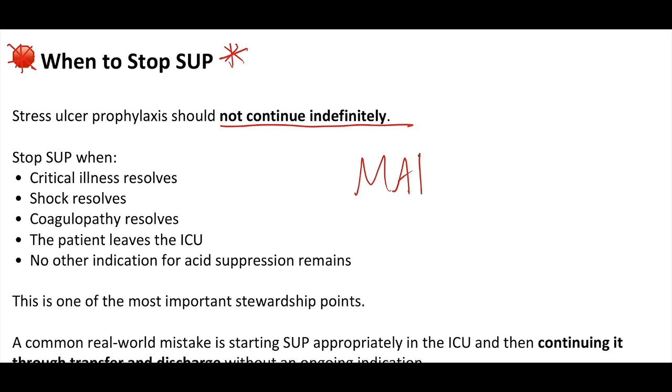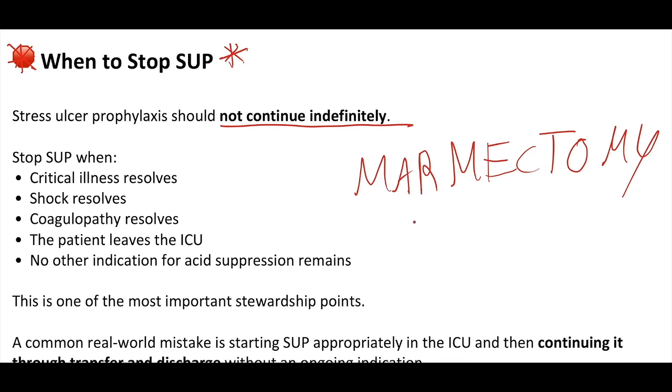Sometimes we call it a marmectomy when we're rounding, right? If we're going to transfer someone out, we need to perform a marmectomy to make sure we're discontinuing all the things that the patient no longer needs that we started in the ICU for their critical illness. So stop stress ulcer prophylaxis when critical illness resolves or their bleeding risk resolves, whether that be shock or coagulopathy. You can't really stop their liver disease, but if their critical illness has resolved or their major bleeding risk factor has resolved, please feel free to stop it.